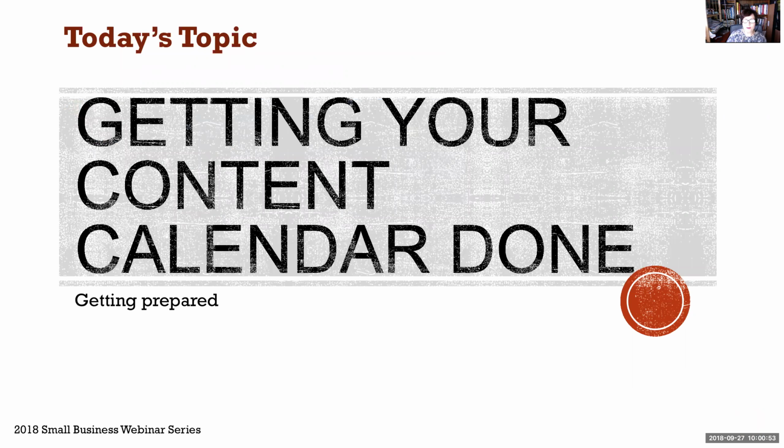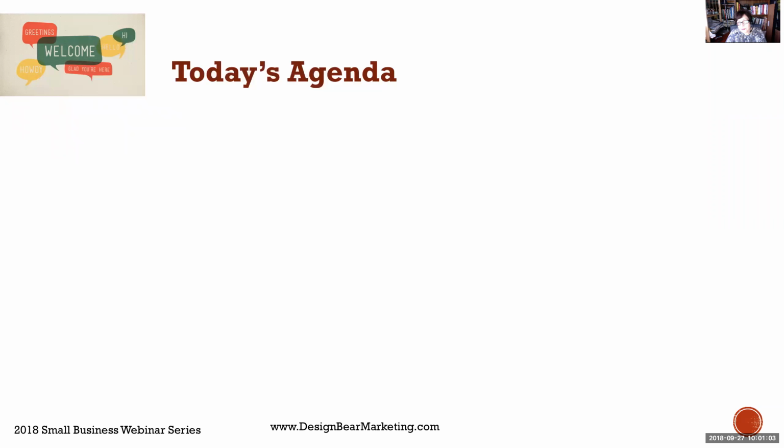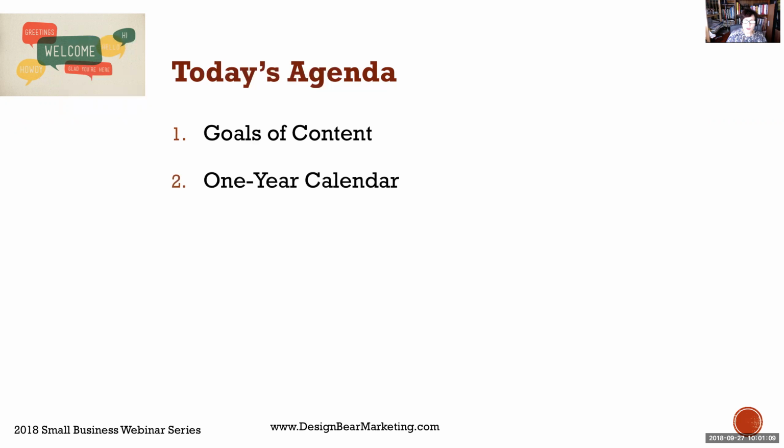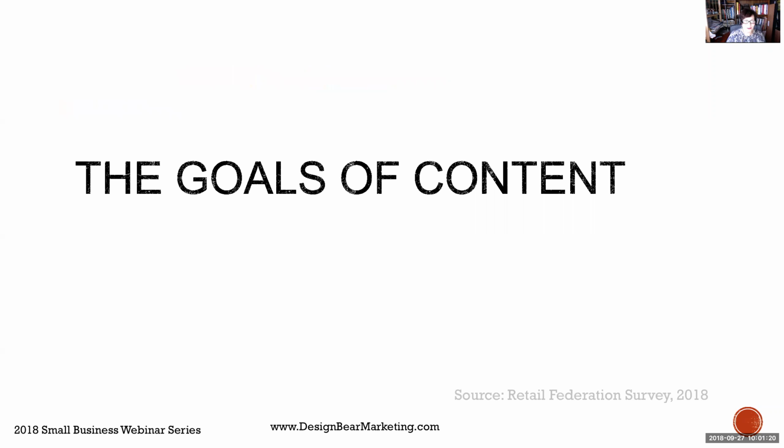So we're going to talk about your content calendar and getting it done. This is a little bit different from what it is and how you use it. It's more about preparing a year in advance, and I like to do it in September. It's just my time. We're going to go through briefly the goals of content. We're going to talk about this one-year calendar, and then I'm going to give you a case study, like how you go through it and how you would do it, and we're going to work with October. So let's jump in and get started.